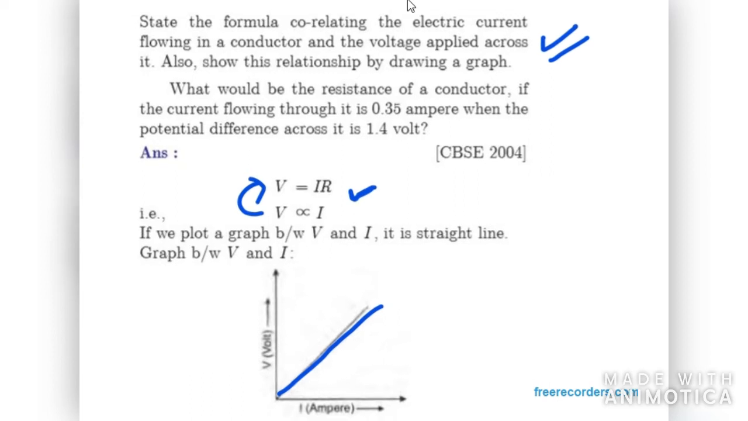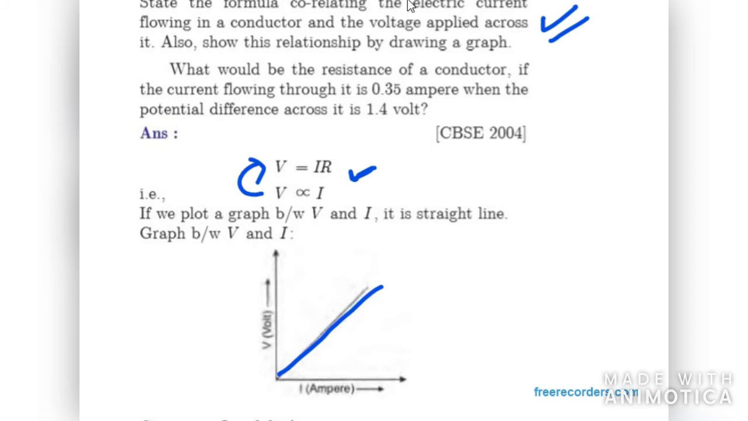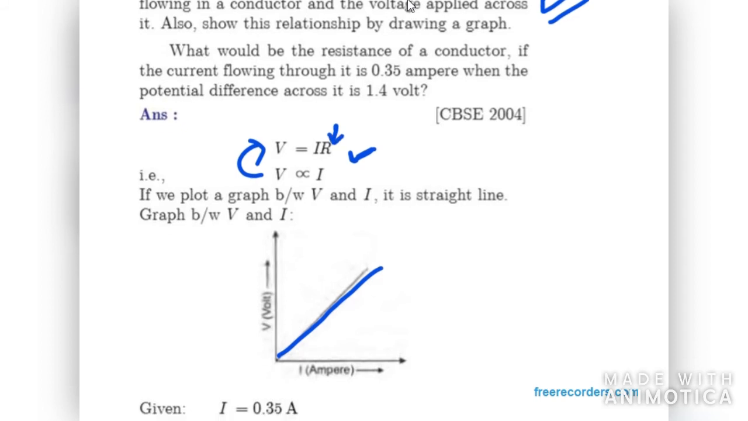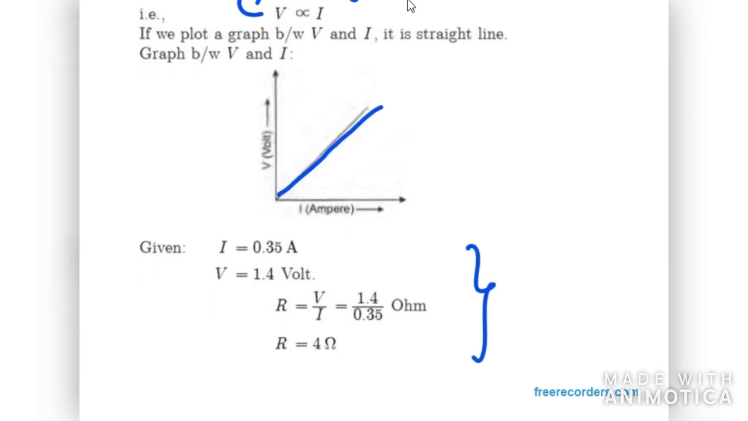Now the second part of it, it says what would be the resistance of a conductor if the current is there and when the potential difference is there. So you just need to put the value of V and I, you will get the value for R. That's simple. So R value as done here is 4 ampere. 1.4 over 0.35 will give you 4 ampere.